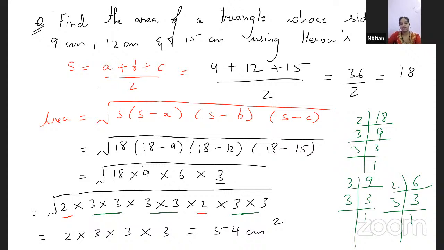Okay. Abraham, you found what went wrong? So here in this step, Abraham, we remove the root. Because we take common out of the factors, our root will be removed and we have to simply multiply them to find the area. Hope the Heron's formula is clear to you all now.